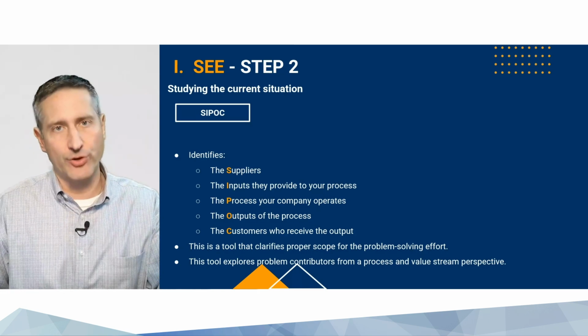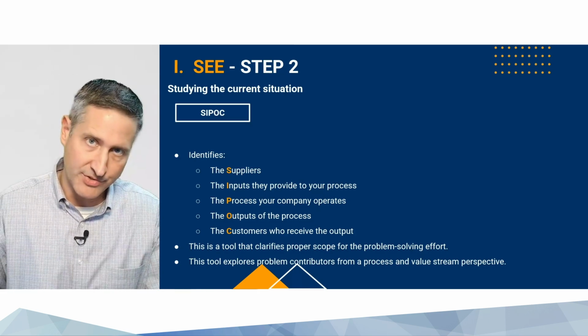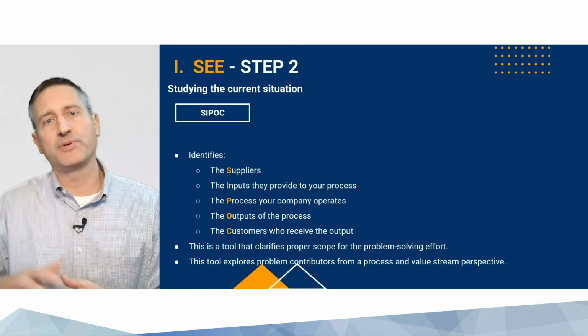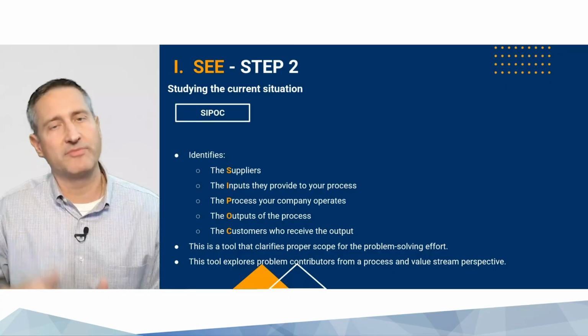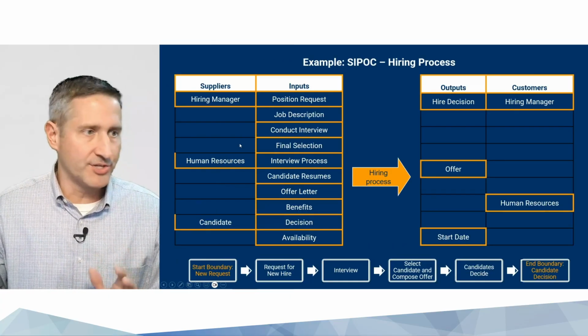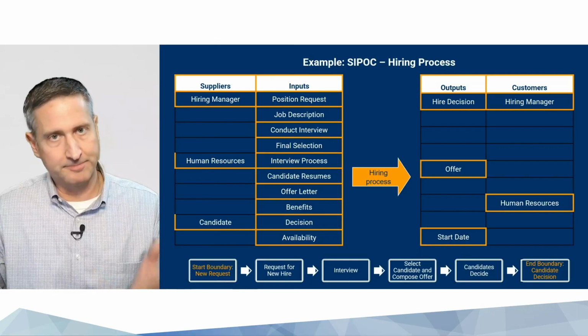And then each one of those inputs has some suppliers, right? And they're responsible for supplying me the inputs. And those outputs have customers, and those customers can tell me if my outputs are any good. So, anyways, that is the basic understanding of a SIPOC.